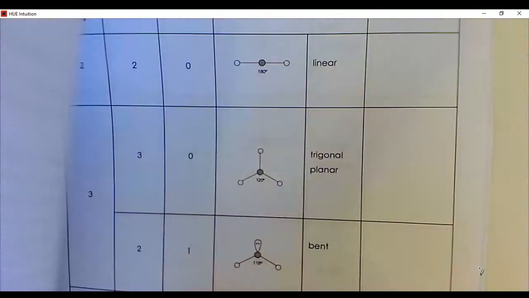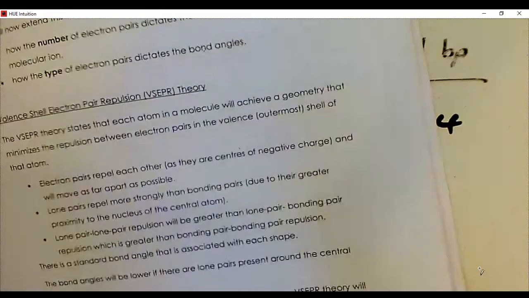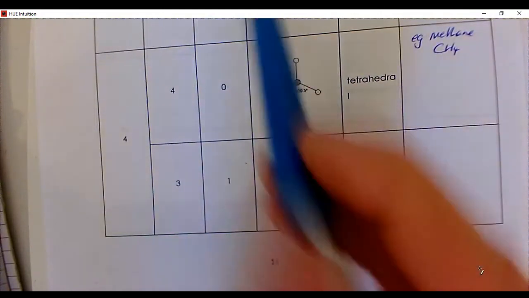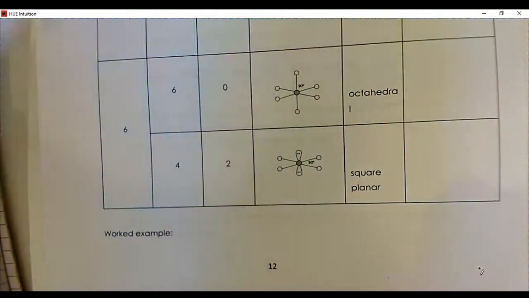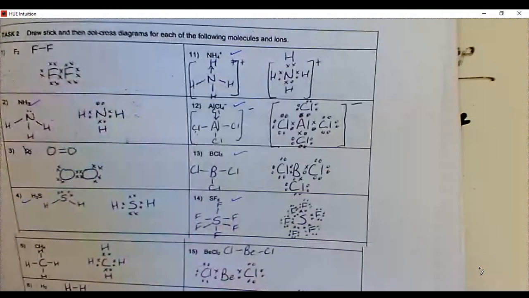Okay, so just get the molecules and molecular ions on page 7 and see if you can add them to the table on page 10. Unfortunately, the examples are in the far right column. So I just want you to see if you can assign each of the molecules based on the number of electron pairs, number of lone and bonding pairs in the central atom, where they might go. Okay, and I'll cover the answers to that in the next video.